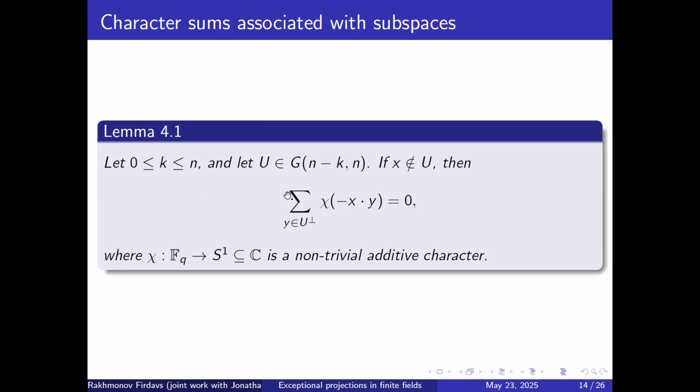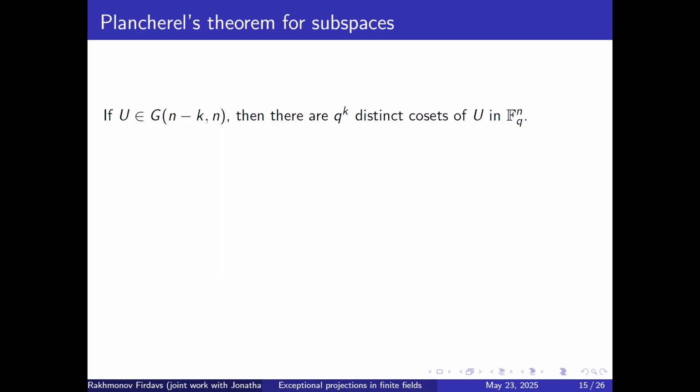It turns out that if you take any U which has dimension n minus k and x not in U, then this character sum over all elements of U perp is 0, provided that chi is a non-trivial additive character. The second key step is Plancherel's theorem for subspaces.